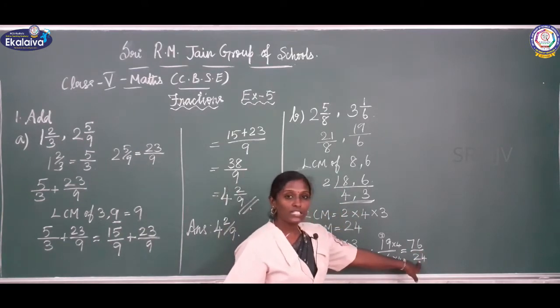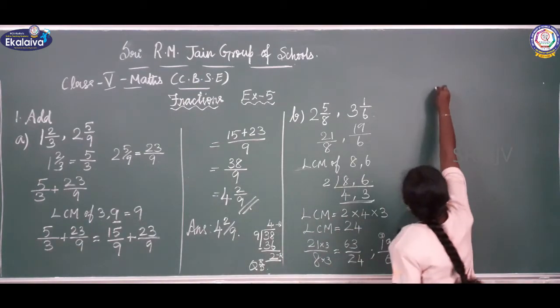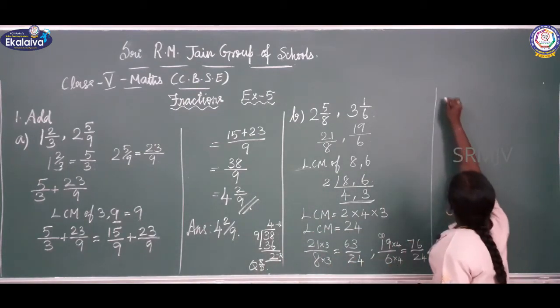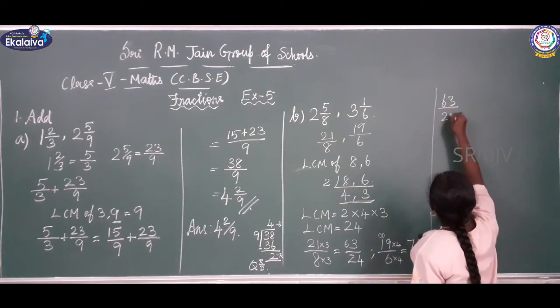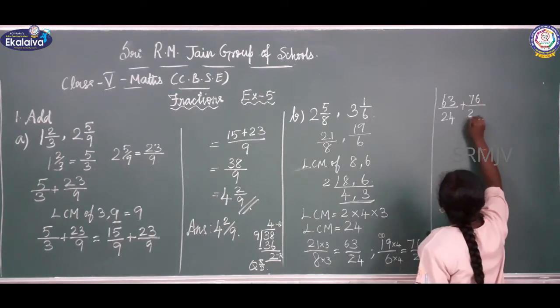Now these two fractions are like fractions. We are going to add the numerators. Then 63 by 24 plus 76 by 24.